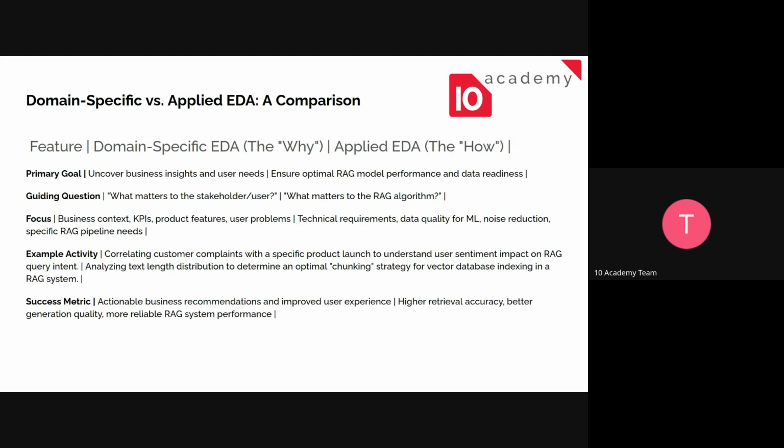And high retrieval accuracy, or are we getting the right type of answer for the question that we're asking through the chat tools? Better generation quality, more reliable RAG system performance. So those are the success metrics.